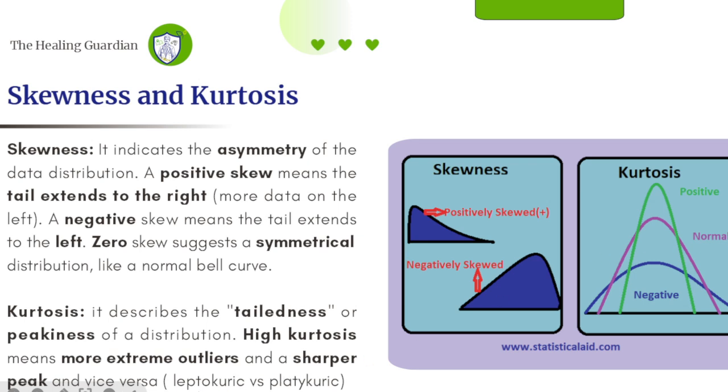Platykurtic is how spread out, like when you see this negative one. You may find that in the leptokurtic, like this positive one, if you're looking at recovery times, most people recover at the same time. But in the negative one, you find that people are recovering at diverse times, having a curve which is platykurtic.